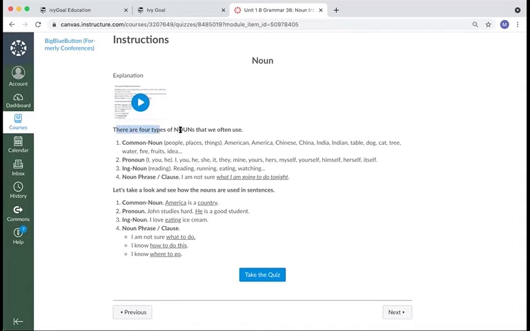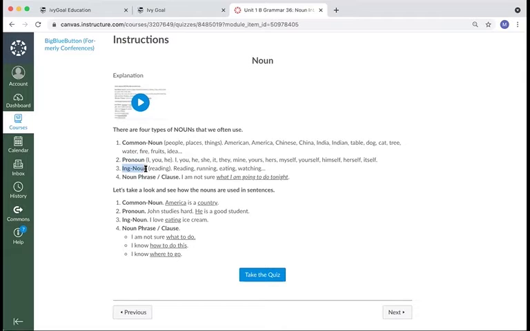There are 4 types of nouns that we often use. These are not the only types of nouns. It's important to remember that these are 4 types out of other types of nouns. So we can use a common noun, which is like people, places, or things. Dog, cat, tree, etc. Pronoun is I, you, her, they, we, right?